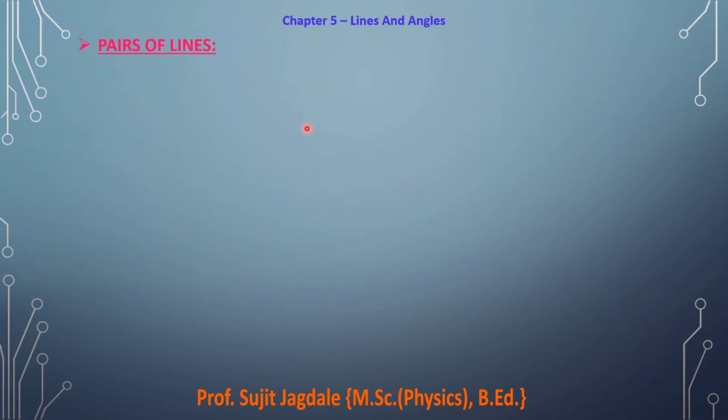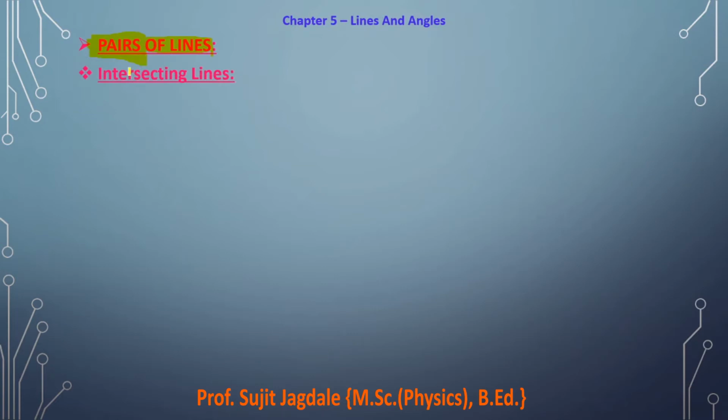Hello students, today we are going to consider the next point from chapter number 5, lines and angles. The next point is pairs of lines. So here we are going to consider pairs. That means at a time we have to consider a minimum of 2 lines. Then only are we able to say that they are pairs of lines. And in these pairs of lines we are going to consider the different types.